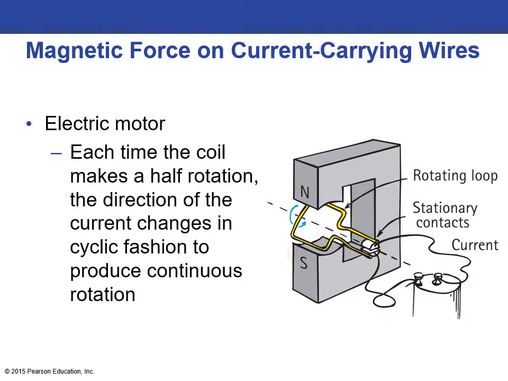An electric motor uses the concept that if you alternate that current, change that current back and forth and make it go in opposite directions, then this loop will continue to rotate in a cyclic fashion and produce continuous rotation. And this is the basis for your electric motor.